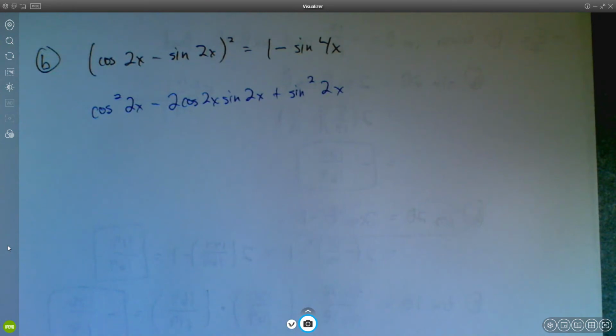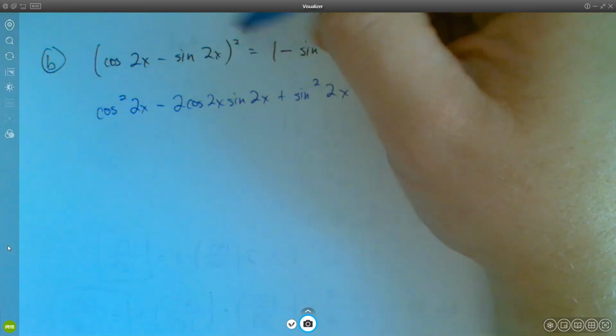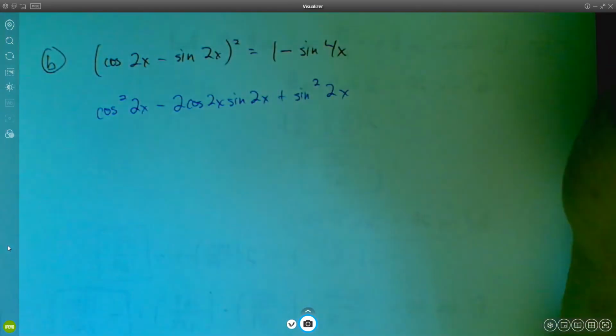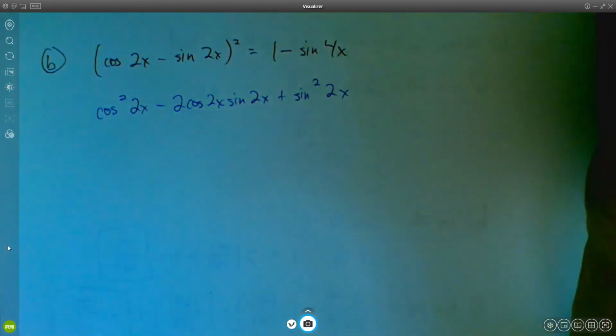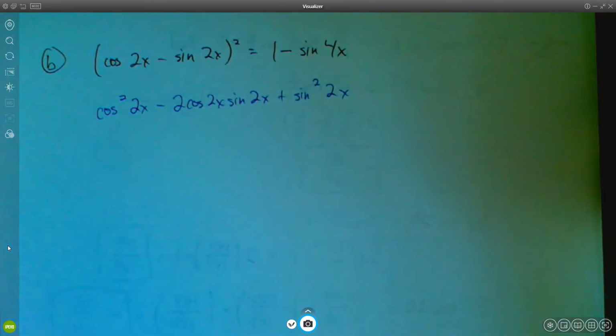Okay. You FOIL it, right? You can't just distribute the exponent. You should know that because you're coming into this class from college algebra, right? So you can't just distribute the exponent, you have to FOIL it. And this is what you get when you FOIL that out.